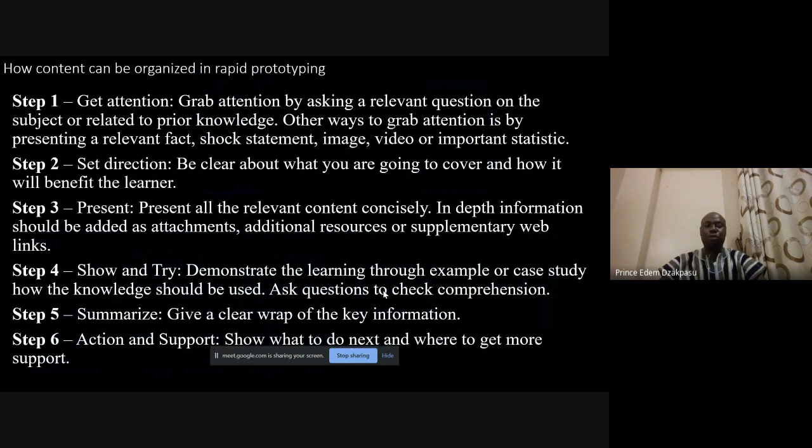In order to organize rapid prototyping, there are some steps that need to be followed. We need to get attention. We need to set direction. There's the need for presentation of relevant content. We need to demonstrate by showing and trying what we have done. And then we summarize. And then we take action and support.